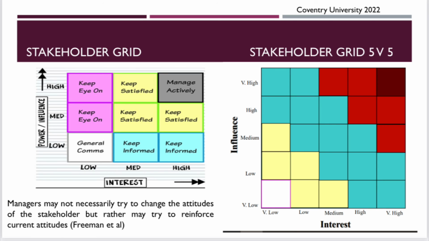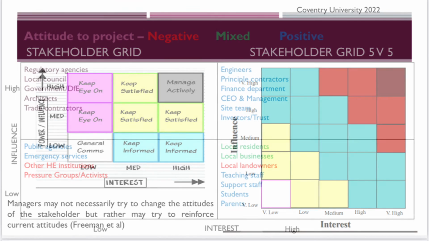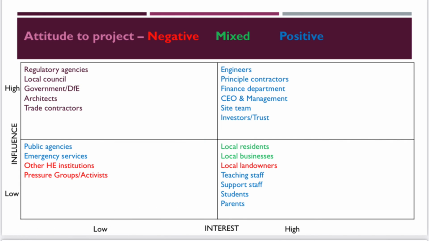However, project managers need to be aware that at different stages throughout the project, the stakeholder grid may change depending on the priorities. In this diagram, you can see the negative, mixed and positive impact stakeholders would have depending on the influence and interest they have. So engineers would have a high influence and high interest with a positive impact.